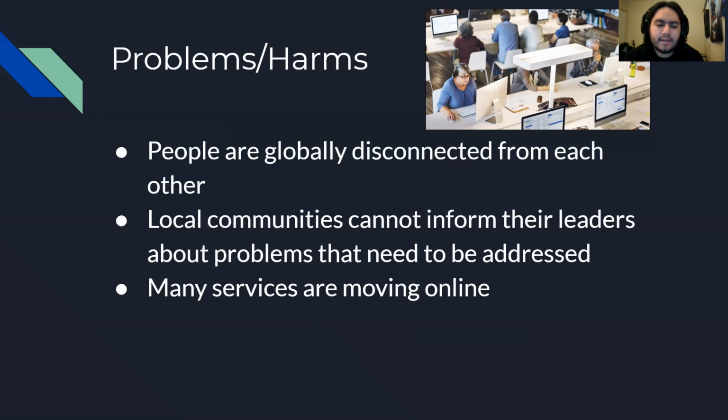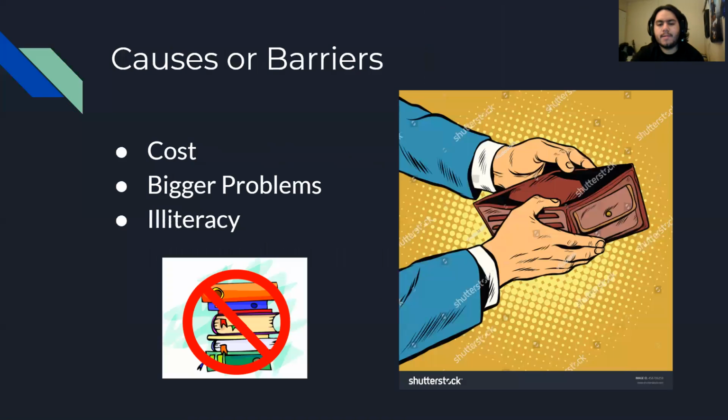So now that I've discussed what problems the digital divide causes, I will discuss what creates this problem. There are multiple causes and barriers that lead to the digital divide, such as cost, illiteracy, and these communities having bigger problems. The main problem that causes the digital divide is the cost of making technology available to everyone.